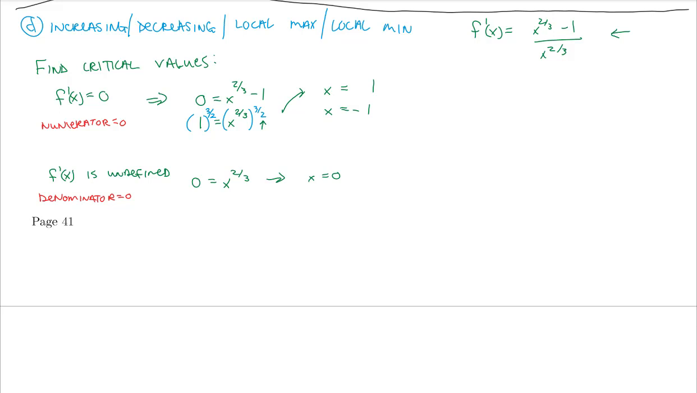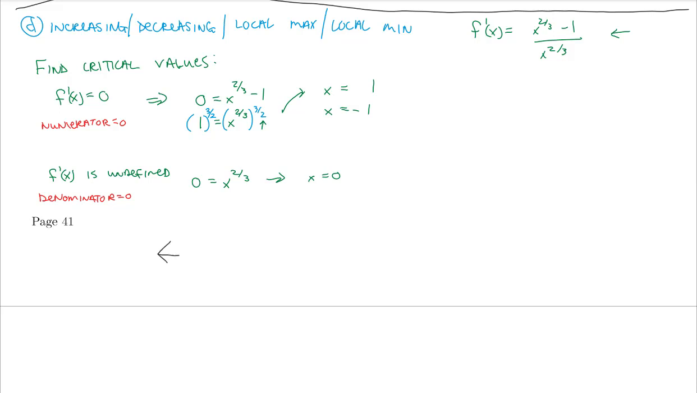Now what we need to do is move this information to a number line so that we can test the subintervals in between our critical values to determine if the first derivative is positive or negative on those subintervals, to figure out where it's increasing or decreasing.